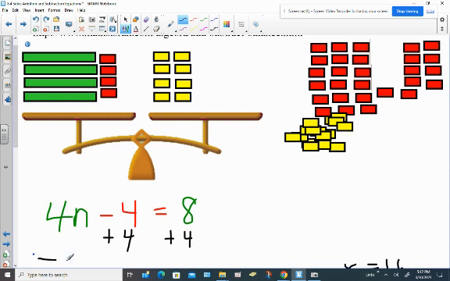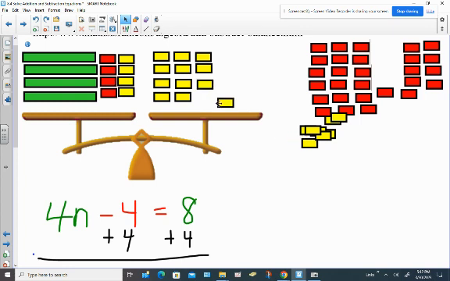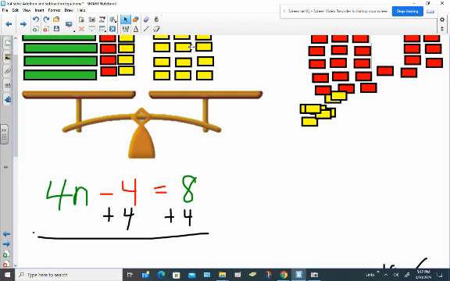So what would that look like if we model it? If we model it, we would be bringing on 4 of these. So let's see what that looks like. And that means that we also have to bring on 4 of these into this pan. So that's 1, 2, 3, 4. All right, so now what are we dealing with here?